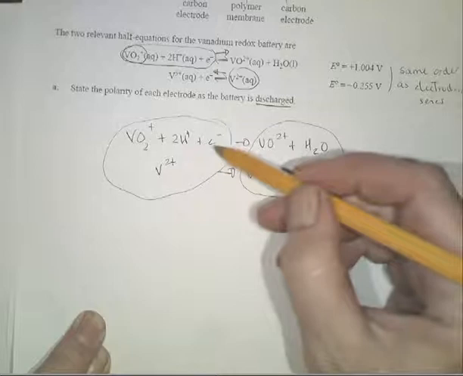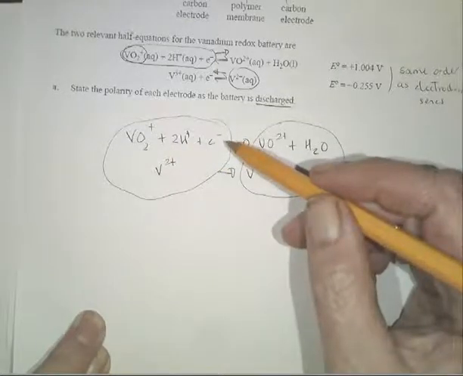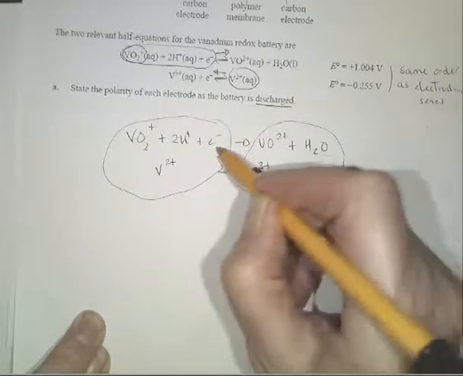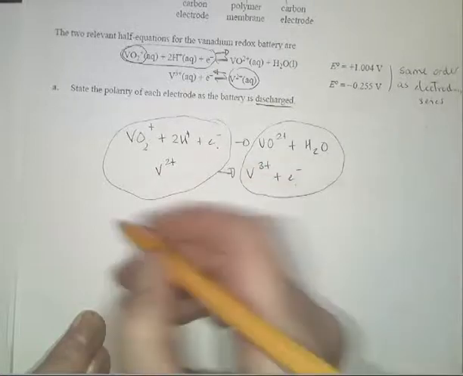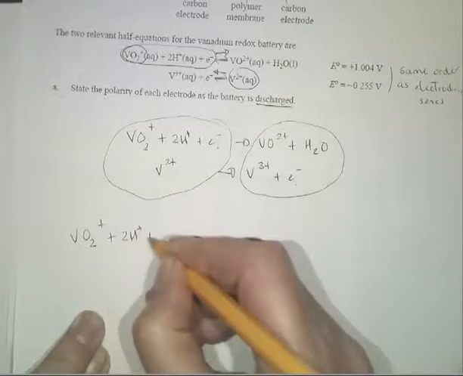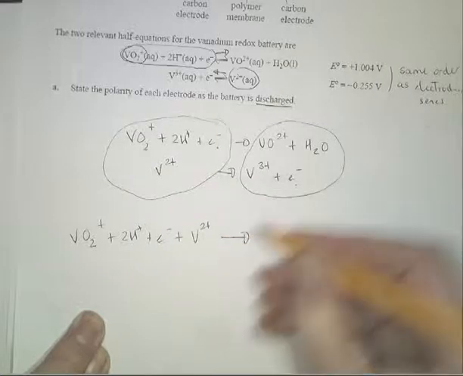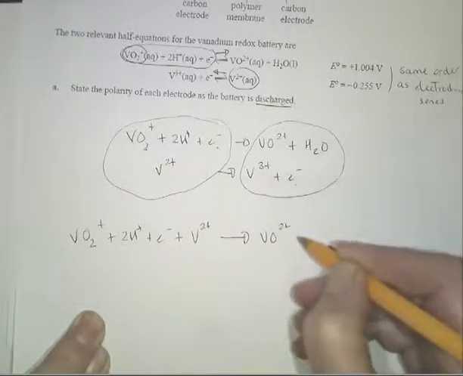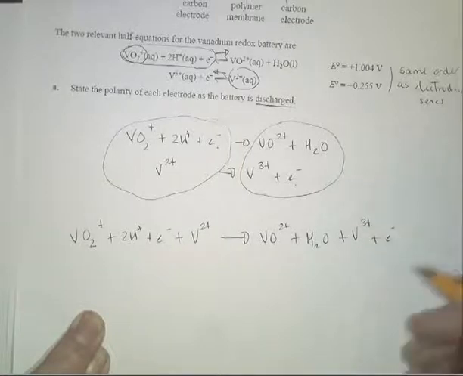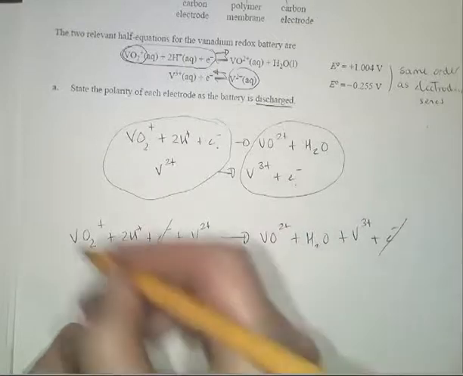Notice that there's electrons on this side, electrons on that side. When you put the two half equations together, the first thing that you have to make sure is that you have the same number of electrons. So you've got VO2 plus 2H plus electrons plus this, making VO2 plus the water plus the V3 plus the electrons. Then you cancel out the electrons, and that is your discharge reaction.